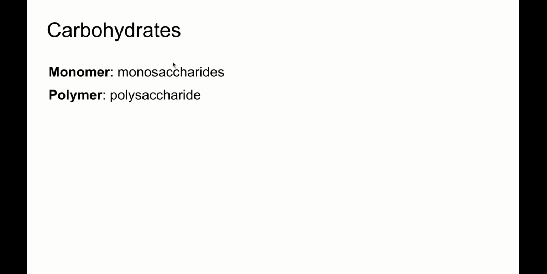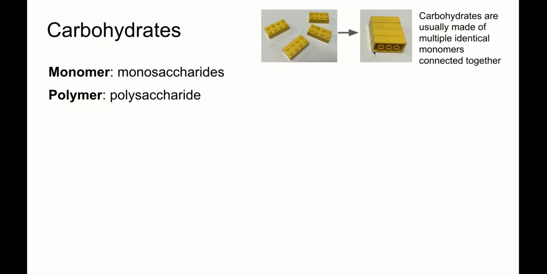Our next category is carbohydrates. And again, we'll start with the monomer and polymer. The monomer of all carbohydrates are called monosaccharides. Mono means one. Saccharide means carbohydrate, so one carbohydrate. The polymer of carbohydrates are called polysaccharides. And the best way for me to show you what I mean is to show you examples of monomers, polymers, and actually we have a dimer in carbohydrates as well. So just so you know, carbohydrates are more like this example. They're usually made of multiple identical monomers connected together, not like proteins.